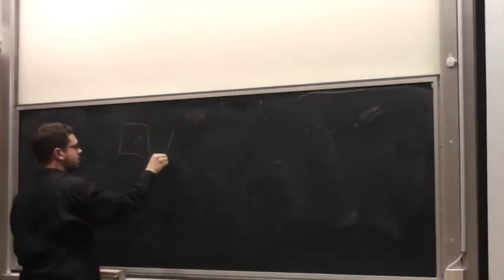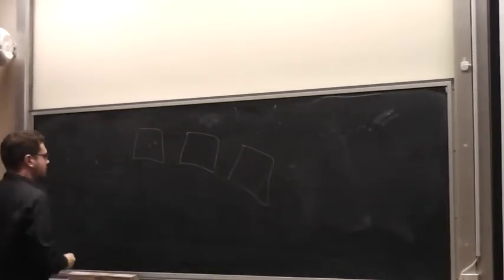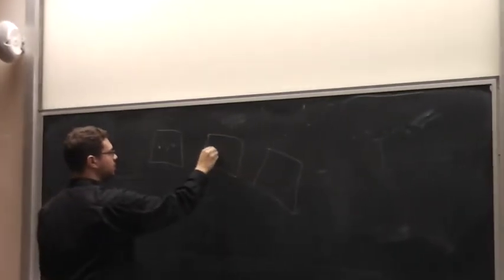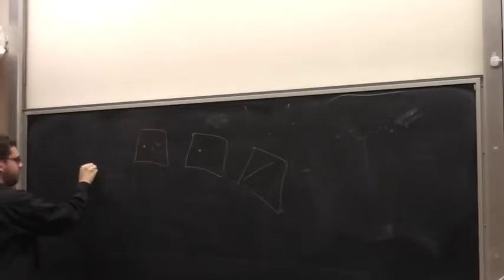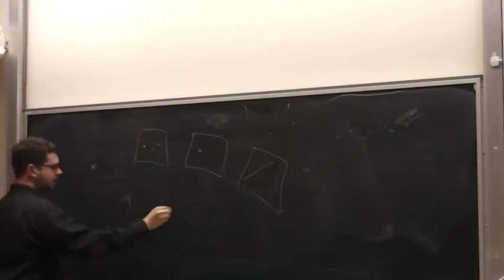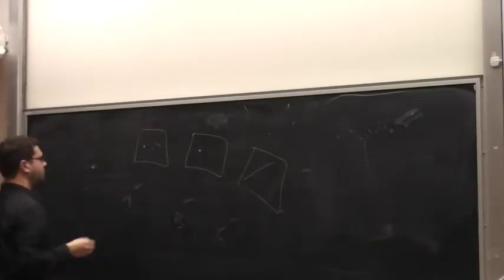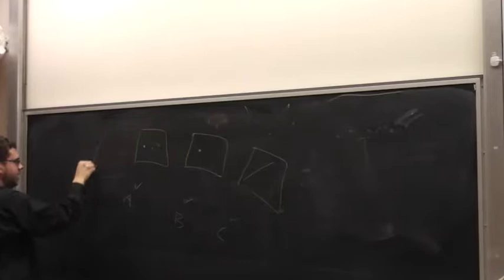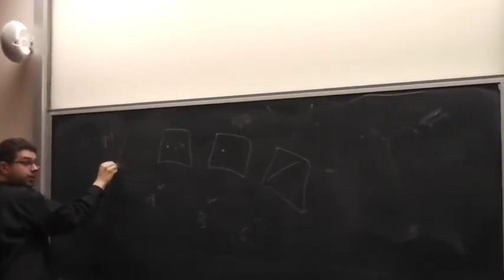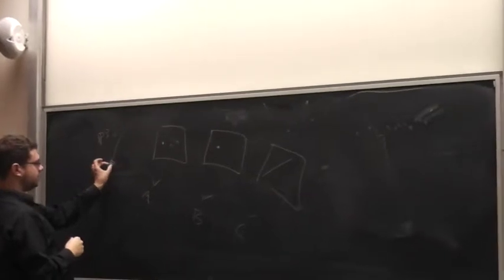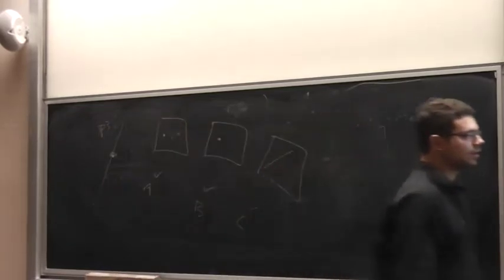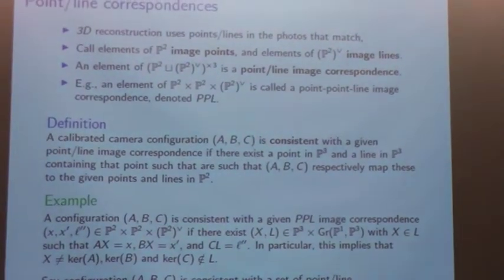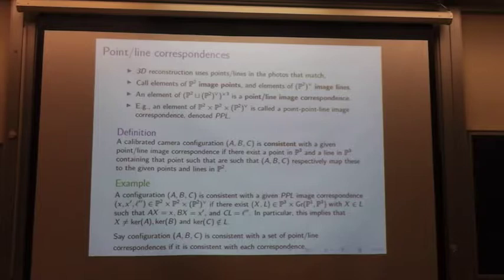Maybe a picture helps. So 3 images. Let's say I have a point here, and a line here. What does it mean for these all to match? It means that there's a point in P3 and a line in P3 through the point, such that A maps this point to the image point, B maps the point to the image point, and C maps the line to the line. Okay. Any questions about this? Okay.